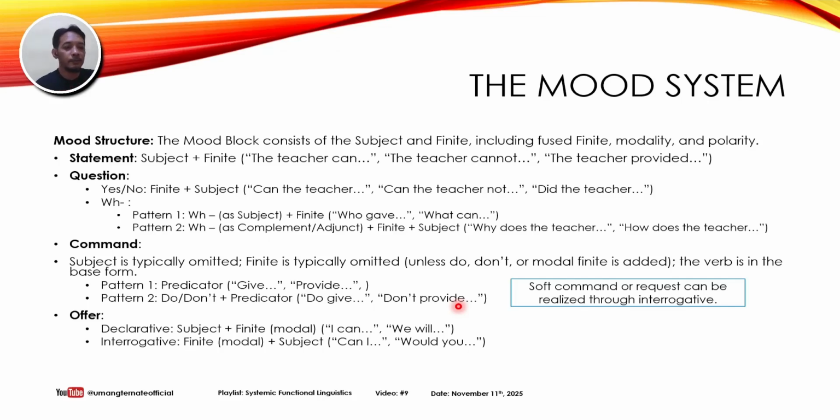And then an offer. An offer can be realized through a declarative or interrogative clause. If we use the declarative clause, the structure is like this: the subject and then the finite. Like I can provide you with corrective feedback, immediate feedback, or we will provide you with personalized feedback. Like that. That is an offer.